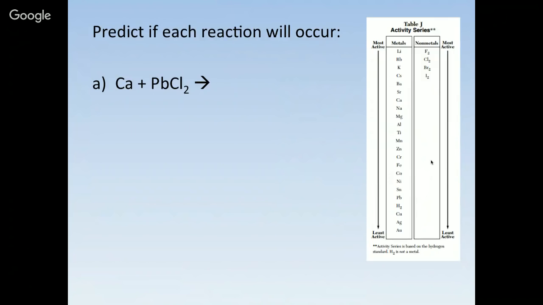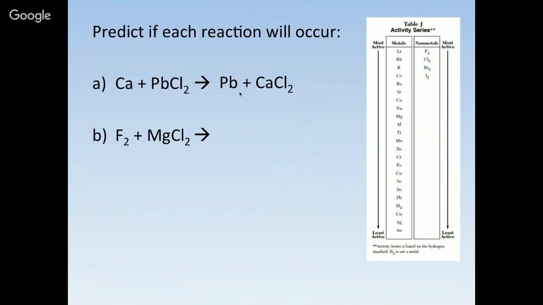Okay, so yeah, Jake, you are right. This reaction is going to happen, and our products are going to be lead on its own with calcium chloride. Now, why does this reaction happen? If you didn't get it right, let's look at Table J. We know that our single element needs to be more reactive than the one in the compound. If we look down here, we have calcium, which is right here, and we have lead down here. So calcium is significantly more reactive, so it's going to replace. All right, let's try another one.